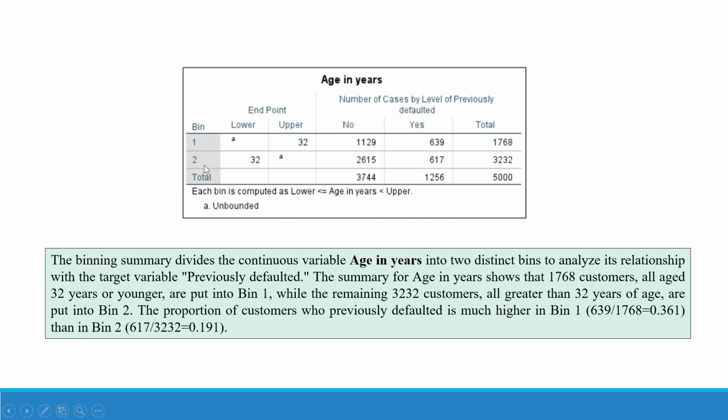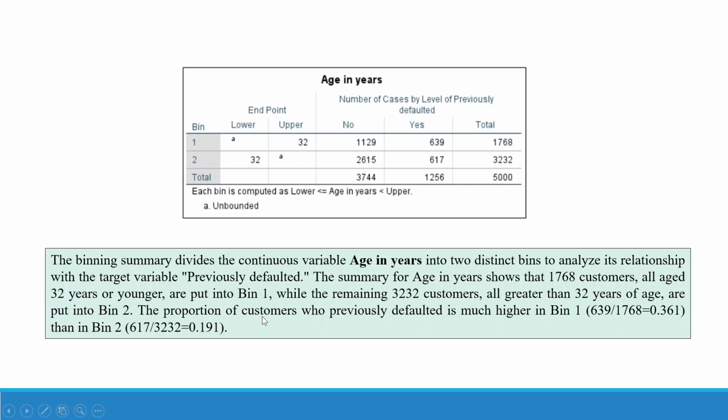The proportion of customers who previously defaulted is much higher in bin 1. So how did we calculate it? 639 divided by 1768. So this percentage is 0.361. And in bin 2, we have 617 divided by 3232. So it is 0.191.